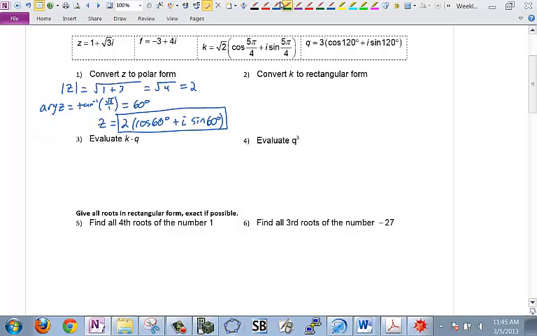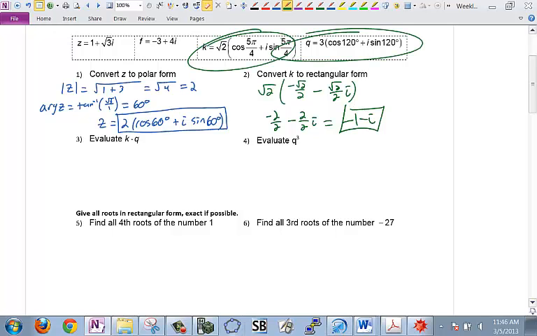Number 2, convert k to rectangular form. So we've got this radical 2. Cosine 5 pi fourths is negative radical 2 over 2. Sine 5 pi fourths is also negative radical 2 over 2. When you distribute a radical 2 in there, radical 2 times radical 2 is 2. So you get a negative 2 over 2 minus 2 over 2i. So your answer should have been 1 minus I. Agreed.